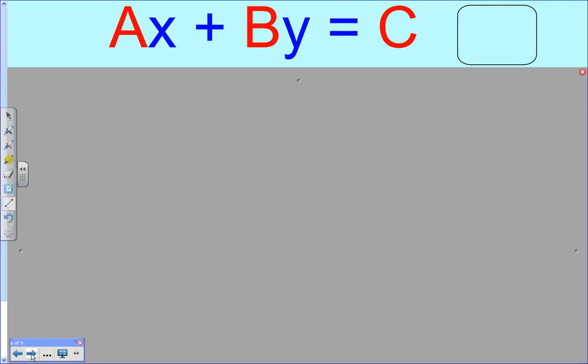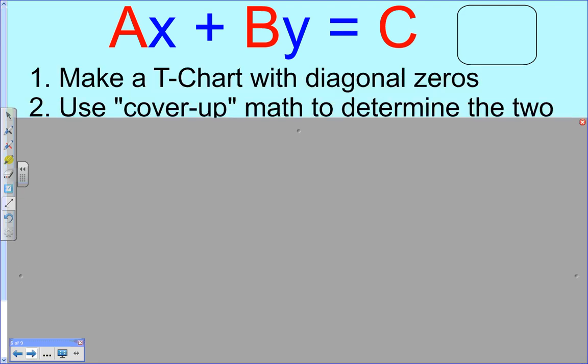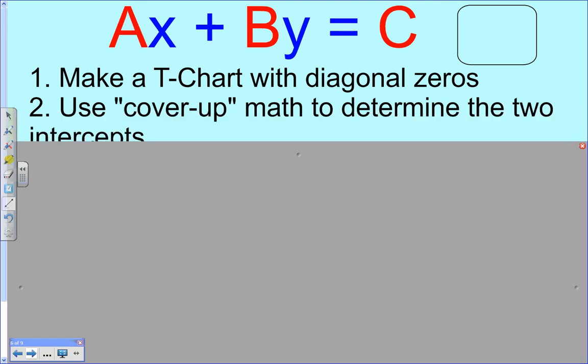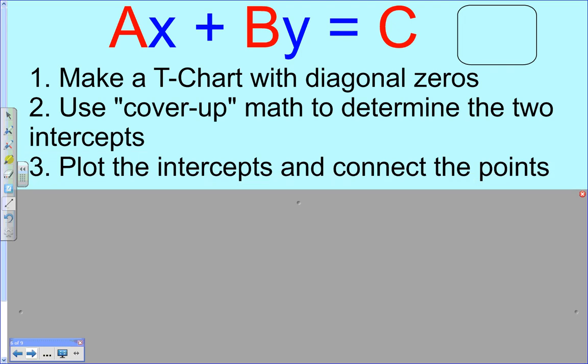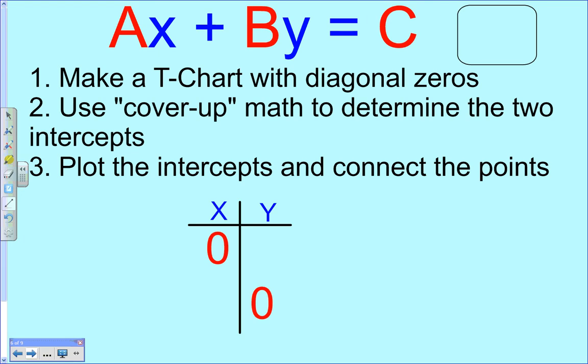To graph from standard form, ax plus by equals c, we're going to go through this process. We're going to utilize a t-chart. We're going to put diagonal zeros in that t-chart. We're then going to use cover-up math to determine the 2 intercepts. And then you're going to plot the intercepts and connect the intercepts with a ruler.